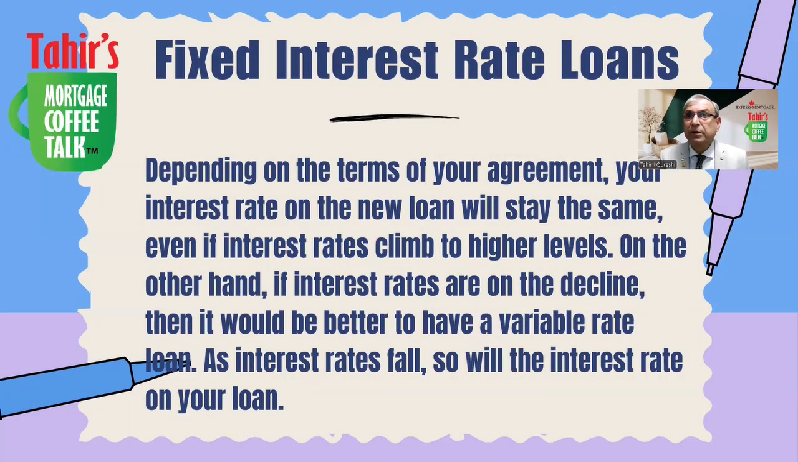Now, depending on the terms of your agreement, your interest rate on the new loan will stay the same, even if interest rates climb to higher levels. On the other hand, if interest rates are on the decline, then it would be better to have a variable rate. Because when it's going up, then you need to fix it. If it's going down, you will go to the variable. These are the options. And as interest rates fall, your interest rate on the loan will fall also because of this.